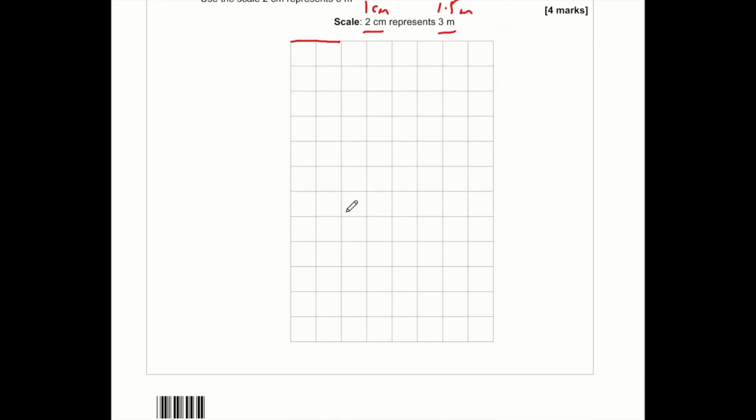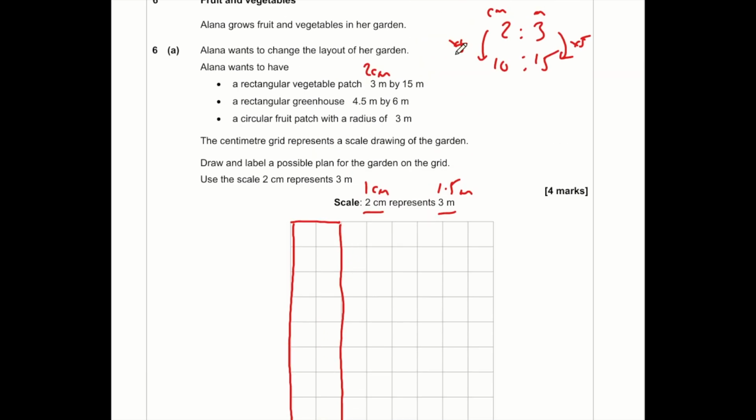So let's just draw that in straight away. So there's 2, and then 2, 4, 6, 8, 10. Ideally you would use a ruler. 2, 4, 6, 8, 10. There we go. That's the vegetable patch.